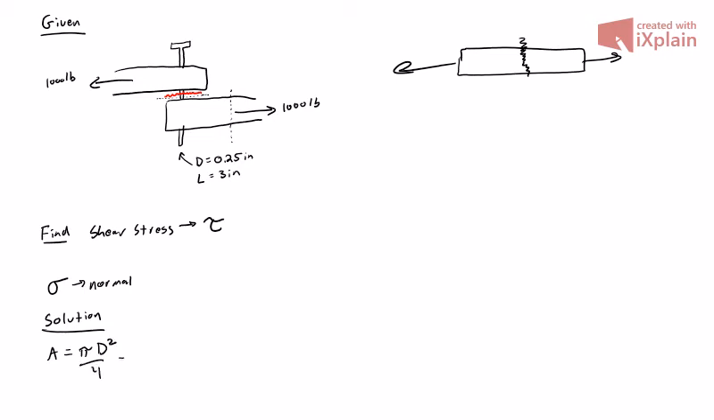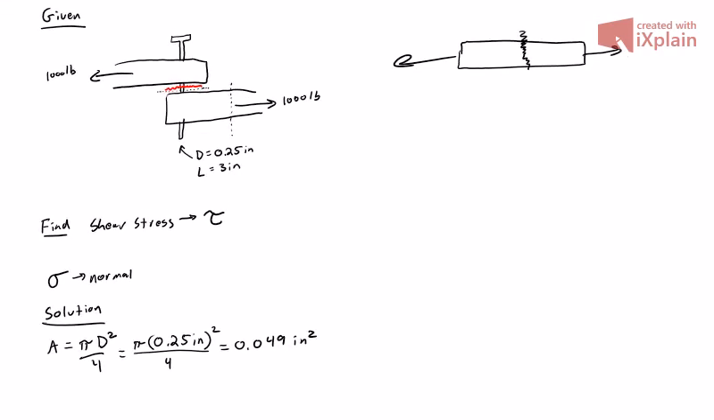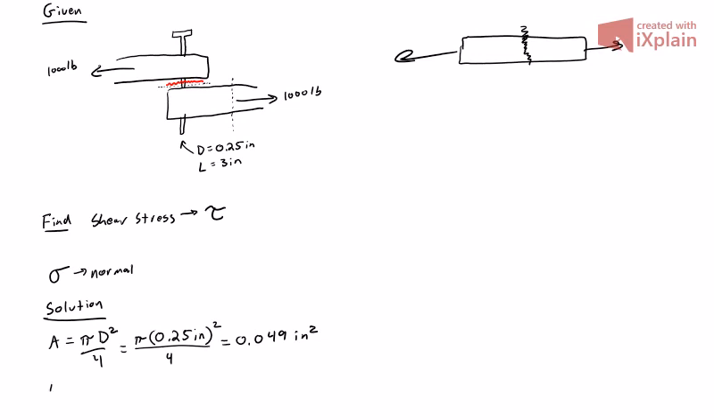All right, so if we want to find that, we know that area, pi times diameter squared over 4, is going to be pi times the diameter of the blue bolt, 0.25 inches squared, all over 4. And we get that that area is 0.049 inches squared.